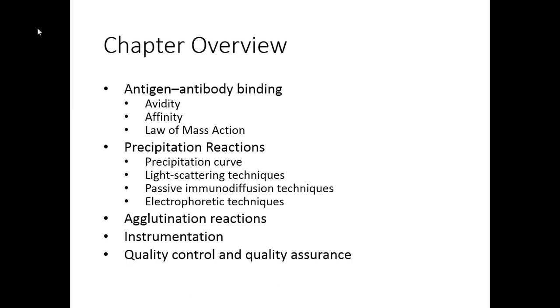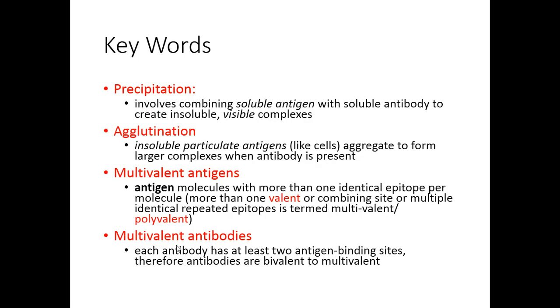That's an agglutination reaction. Precipitation reactions, on the other hand, involve combining soluble antigen, which we know means dissolved, and soluble antibody that, when they combine, eventually produce an insoluble complex, which we'll be able to visualize in the laboratory. So for the chapter overview, we're going to look first at antigen-antibody binding and some of the properties of that, precipitation reactions, some of the agglutination reactions, some instrumentation and quality control. Some of the key words that we're looking at today.